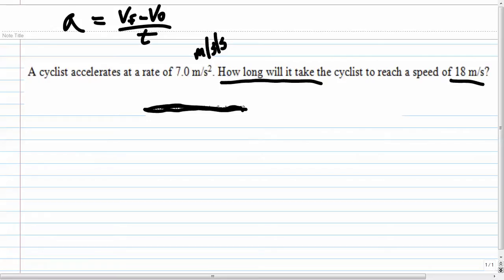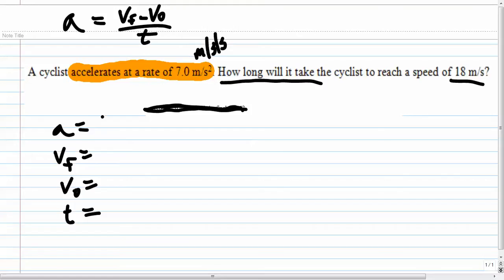Okay, so let's make a list of the variables. We got A, we got VF, we got VO, and T. So what do we know here? We know that it accelerates at a rate of, so that means A is 7 meters per second per second.